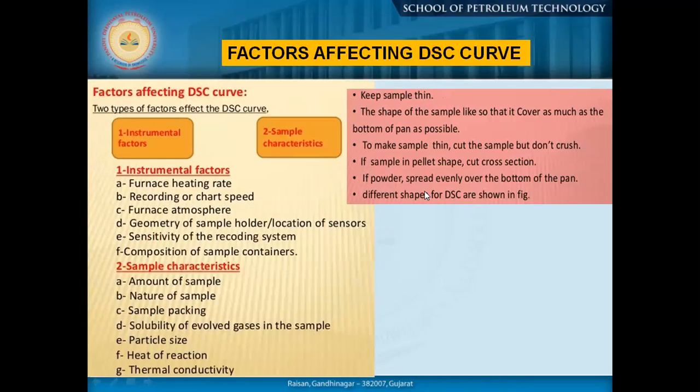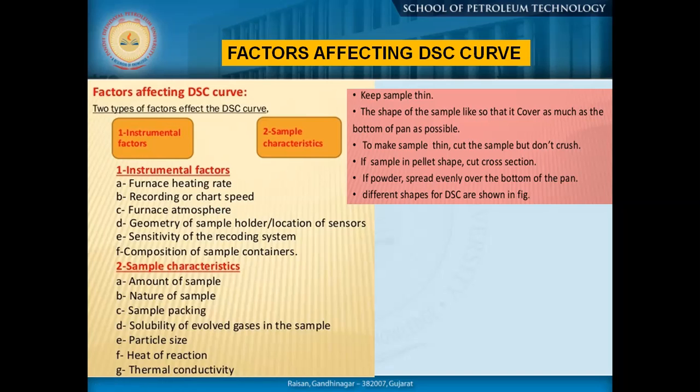I'm trying to elaborate on how different parameters help us. We have already discussed the same thing in thermogravimetry, but in a slightly different manner. DSC and DTA are different: DSC is more quantitative, and DTA is qualitative. Among the instrumental factors, we discussed earlier the furnace heating rate, chart speed, furnace atmosphere, geometry of the sample holder, location of sensors, sensitivity of the recording system, and composition of the sample container. So instrumental factors play a big role in getting proper data.